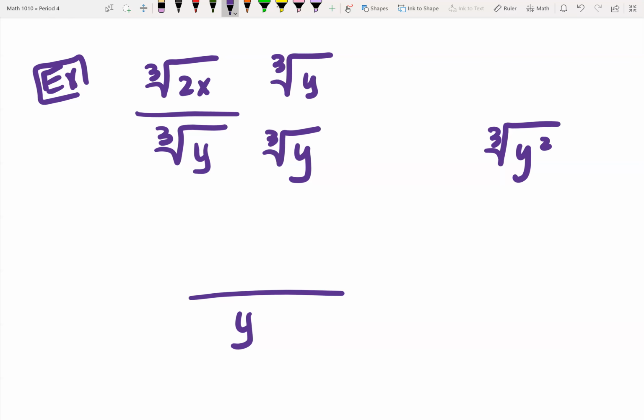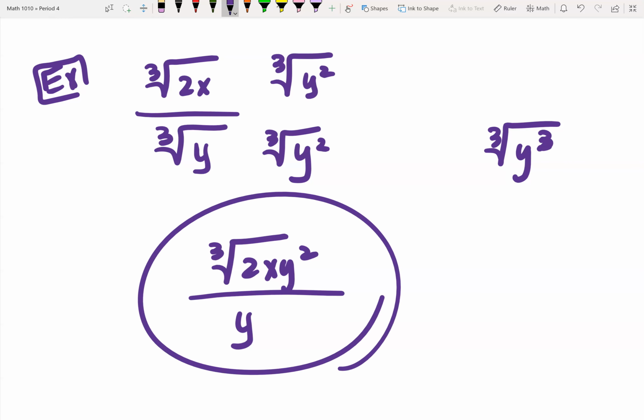I don't need 2 in there, I need 3. So if I only have 1 right here, how many do I need here? I need 2 there, so that guy's a 2. Now I have the cube root of y to the 3rd, which does give me a y on the bottom. Who says I get that now? Yay, you guys are awesome. So on the top, it's a cube root of 2x y to the 2nd, and that's my answer.